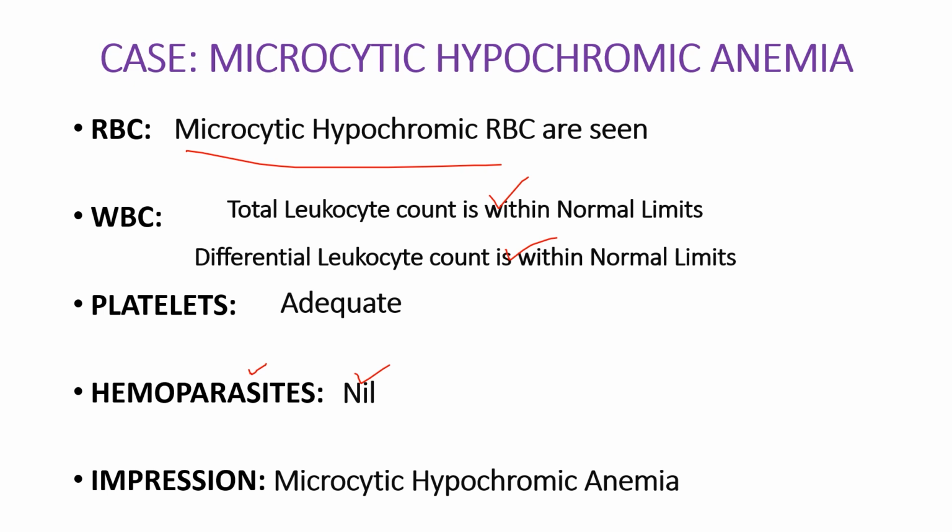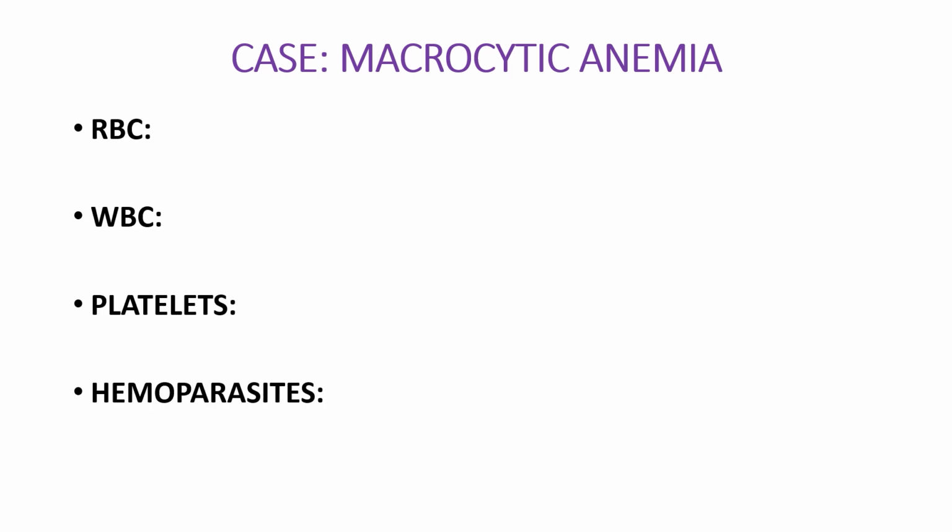And before you fill all this, you also have to fill the boxes, which I'll talk about in a while, the DLC box, etc. So now let's talk about macrocytic anemia. In macrocytic anemia, once again, we write about RBC, WBC, platelet and hemoparasite, and eventually we write about the impression. So what do we write in RBC?